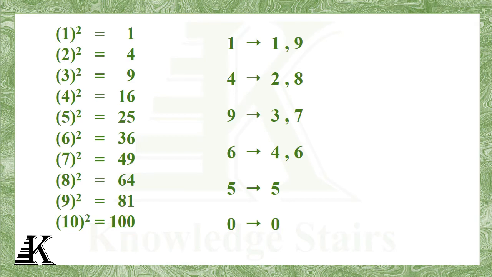This means any number which is a perfect square will have 1, 4, 9, 6, 5 or 0 at its ones place. This also means that if a number has 2, 3, 7 or 8 at its units place, that number is not a perfect square. Let us take an example.